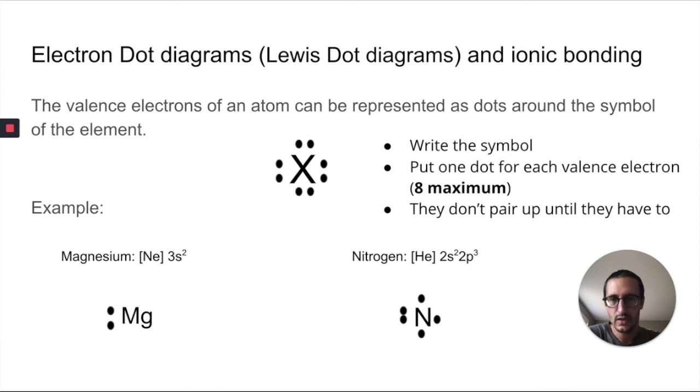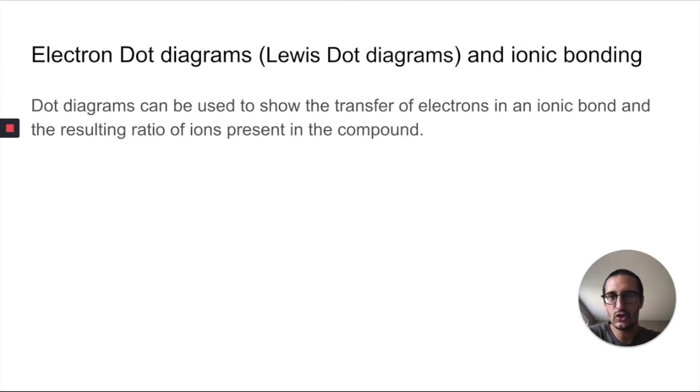So we can actually use the Lewis dot diagrams to show the transfer of electrons in an ionic bond. And I was going to go through a couple of examples on your reading guide. So why don't you pull out that reading guide and we'll take a look at a couple of them together.